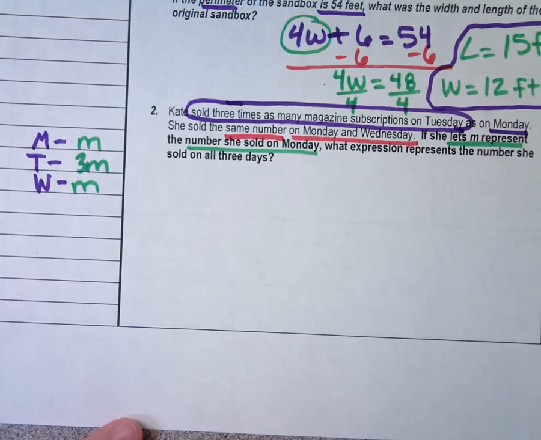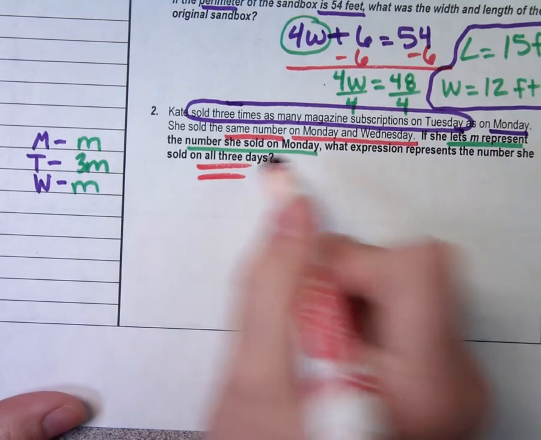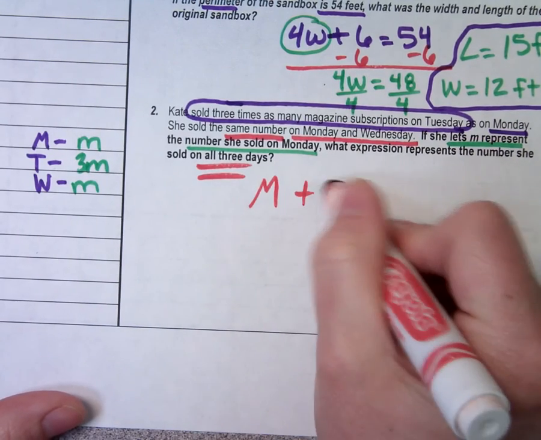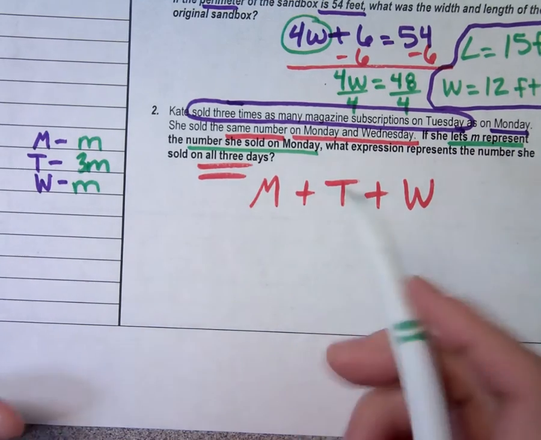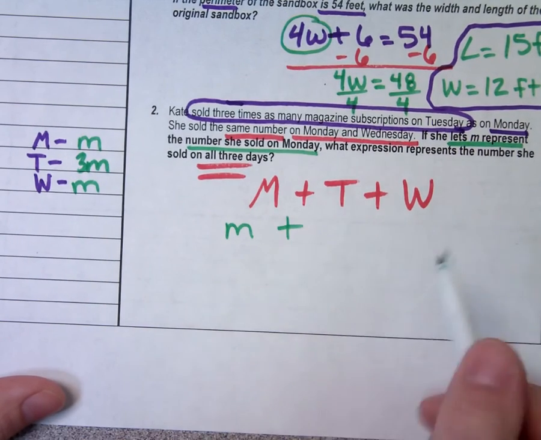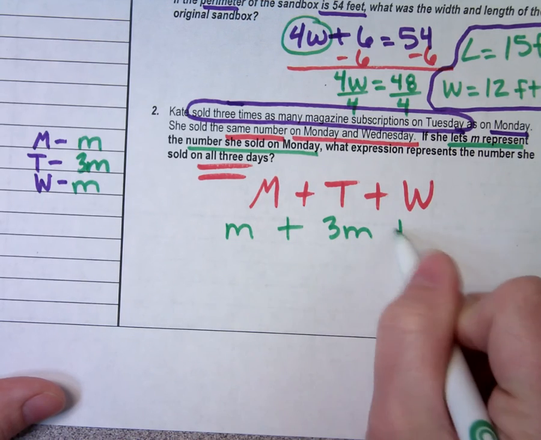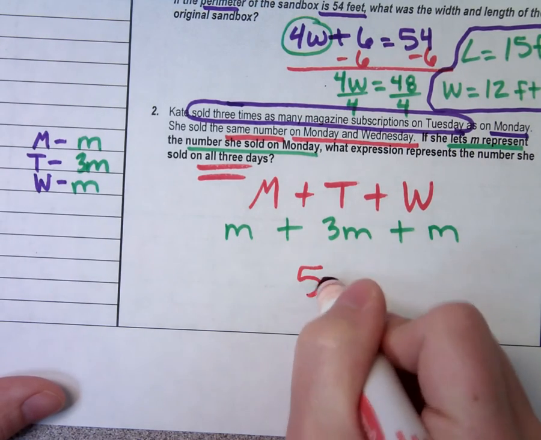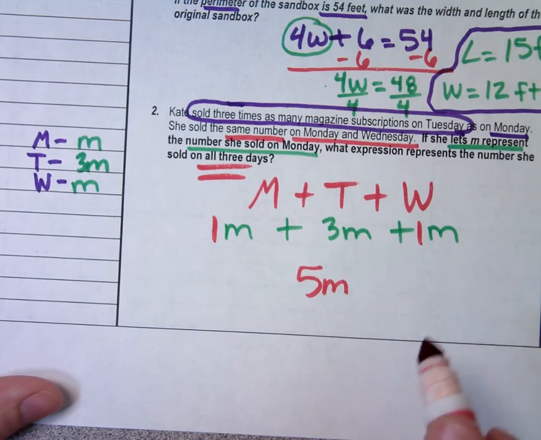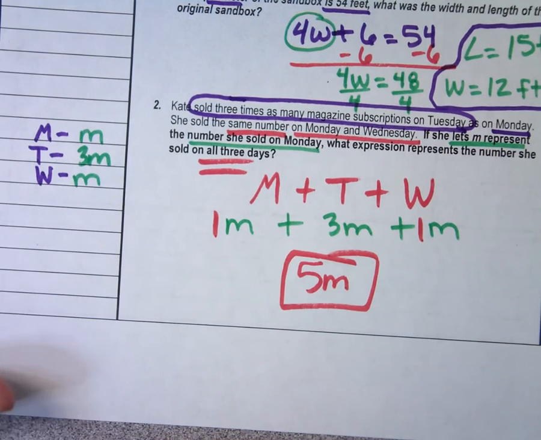Okay, and then it says, what expression represents the number she sold on all 3 days? So I want to add Monday to my Tuesday to my Wednesday. So Monday is M, plus Tuesday is 3M, plus Wednesday is M, and what do you get if you add up M plus 3M plus M? 5M. Don't forget these have 1s in front of them, you just don't see them. And that's the expression you would use to represent what she sold on all 3 days.